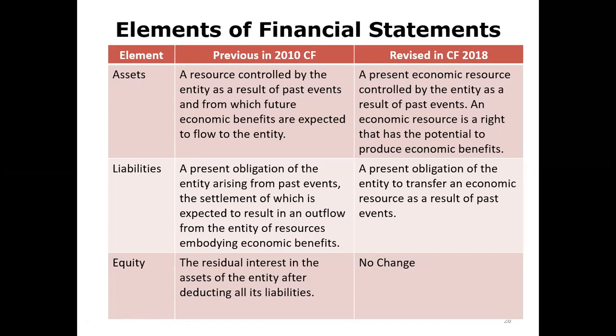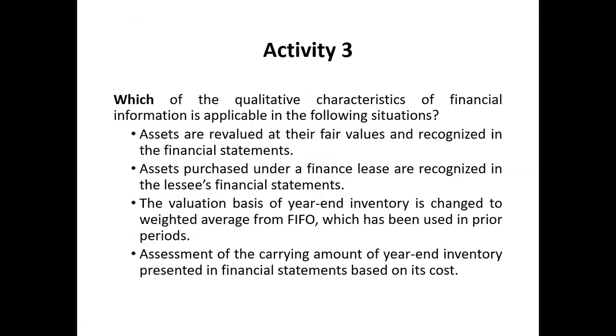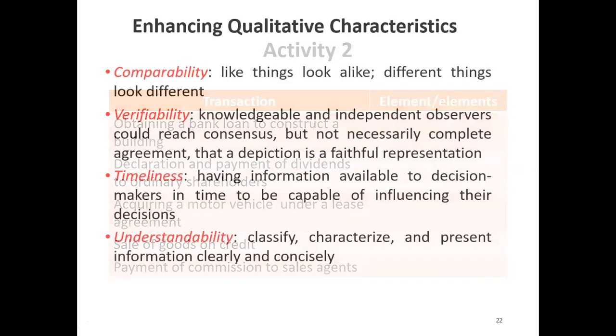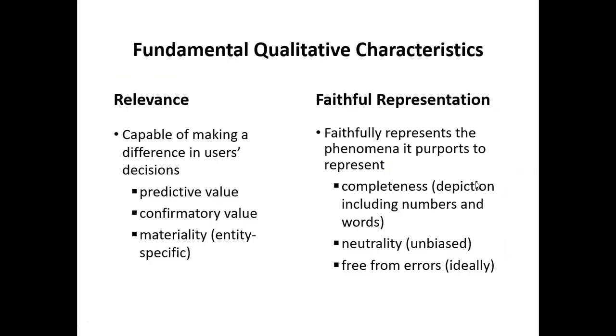Yes, there's a question. In relevance and faithful representation, there are 4 key points to consider. What 4 key points means is that when you come to the fundamental qualities, we are talking about relevance and faithful representation. These are the sub qualities that come under this. 3 sub qualities over here and 3 sub qualities under faithful representation. But this is the fundamental qualities, right?